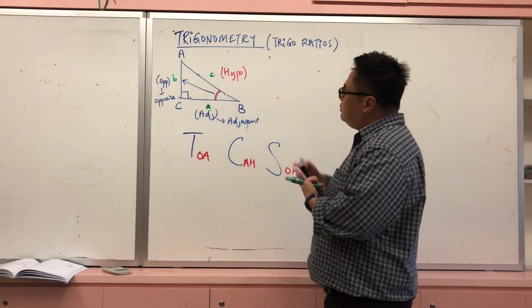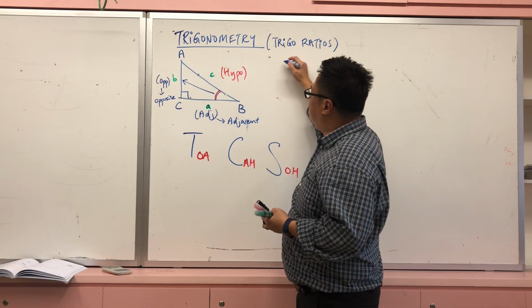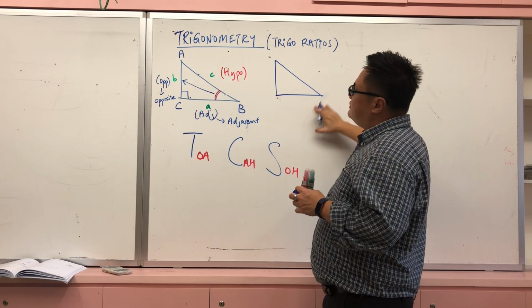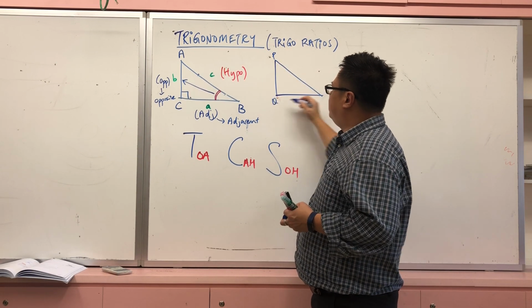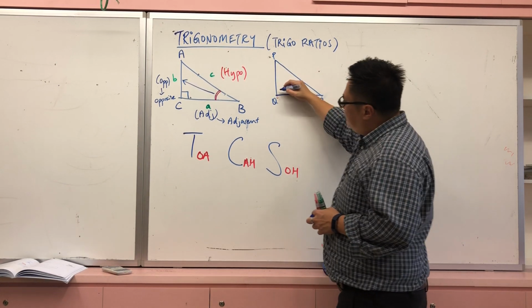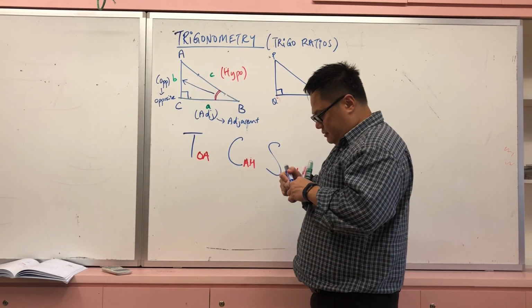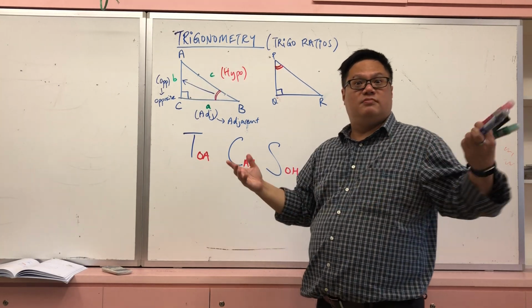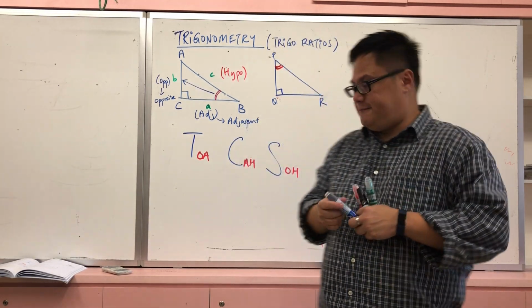If I were to draw the right angle triangle slightly differently, I keep the same right angle triangle, exactly the same. I call it PQR now. Right angle, but instead of the reference angle here, I put the reference angle here. What if this is my reference angle? What happens? Let's try to label the right angle triangle.